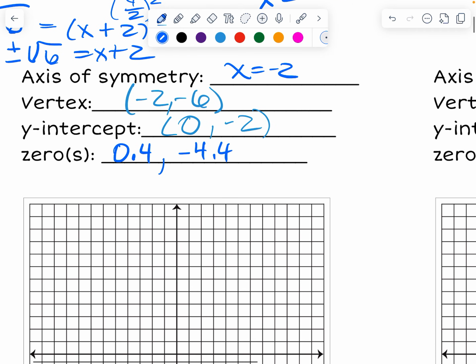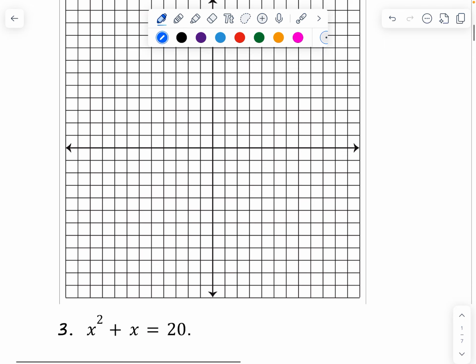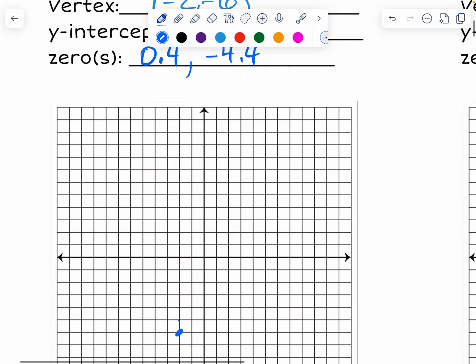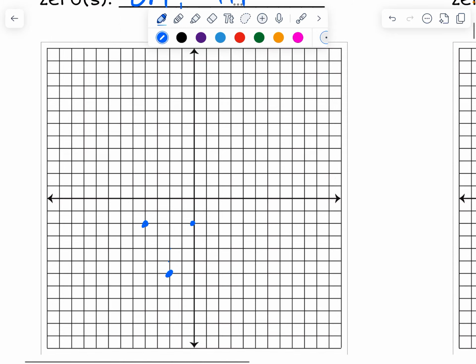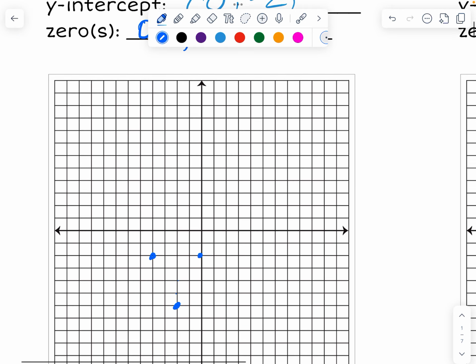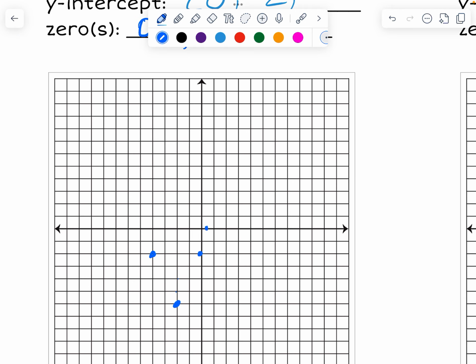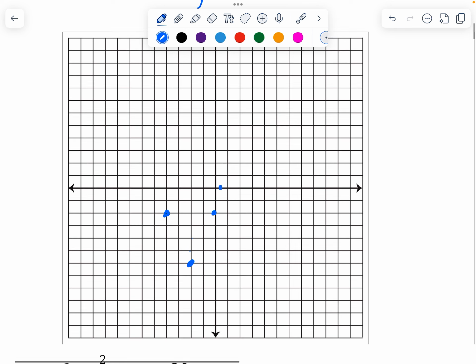Okay, so if I was to go over here, negative 2, negative 6, so 1, 2, 3, 4, 5, 6. And then I have 0, negative 2. So, right there. And then for my zeros, I have 0.4, so about here, and negative 4.4, so 1, 2, 3, about there. Okay. So there we have it. And that was a horrible drawing, but that's it.